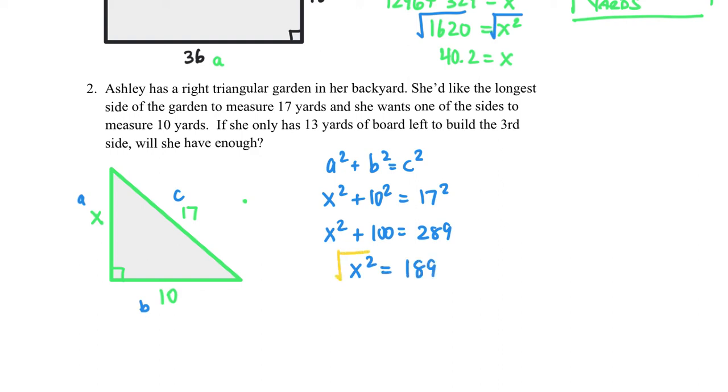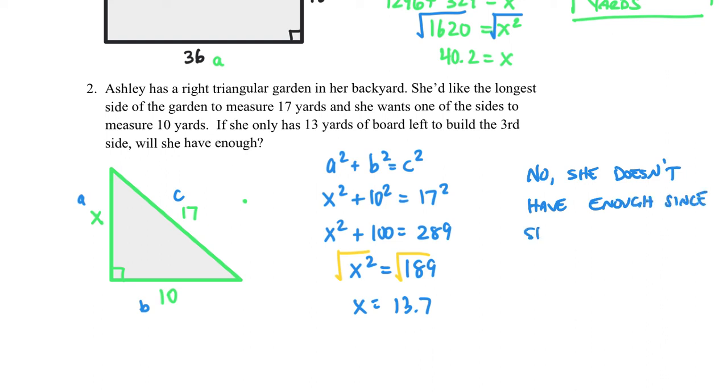Take the square root of both sides. And I get X equals the square root of 189, which is 13.7. She only has 13 yards of board left. She would need 13.7 in order to complete this triangle, so no. She doesn't have enough, since she would need 13.7 yards.